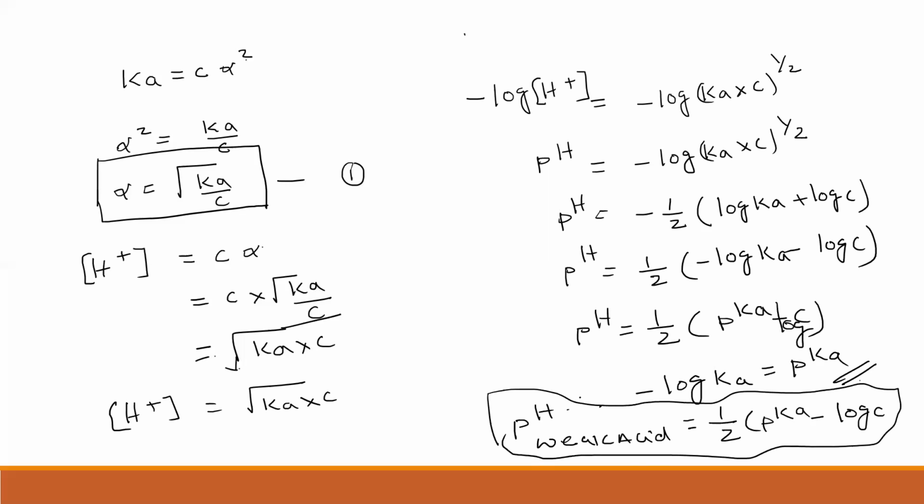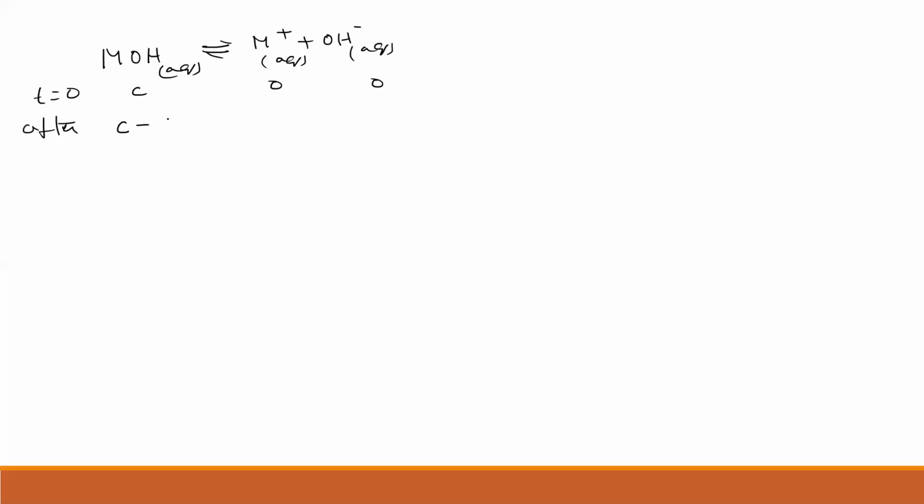Similarly, for a base. For example, if you have a base like MOH, this is also a weak base. If this undergoes ionization, we will get M plus and OH minus, aqueous. Initially at t equal to 0, the concentration is C, 0, 0. After equilibrium, as we discussed for acids, the concentration of MOH is C minus C alpha, and M plus is C alpha, and OH minus is C alpha.